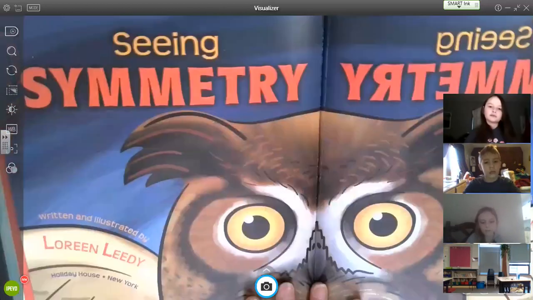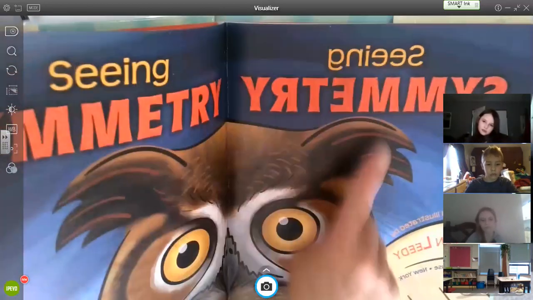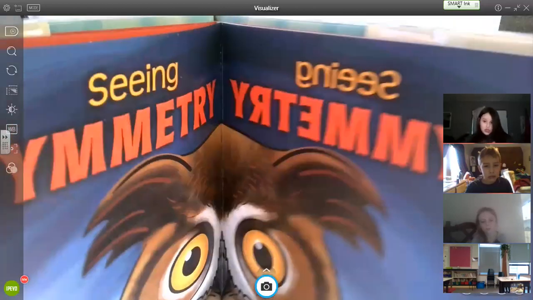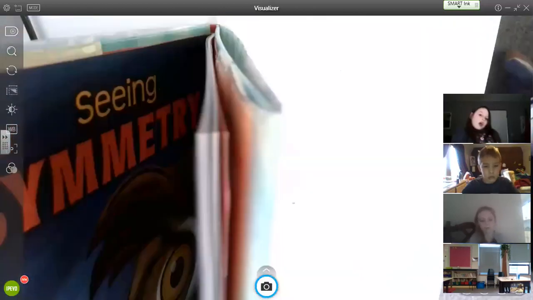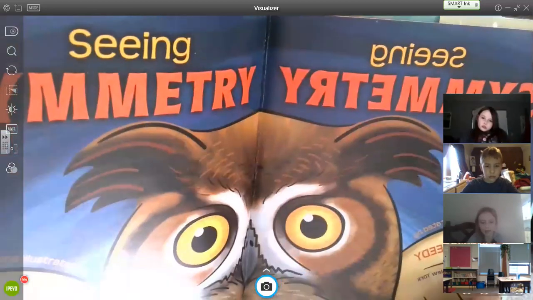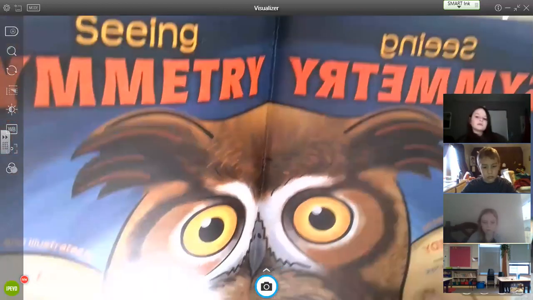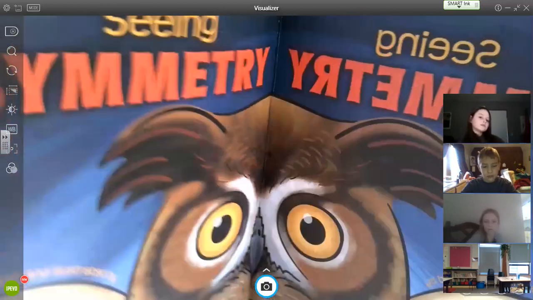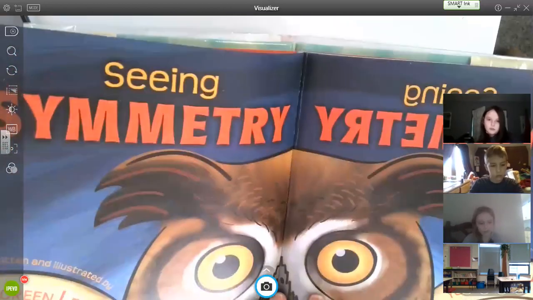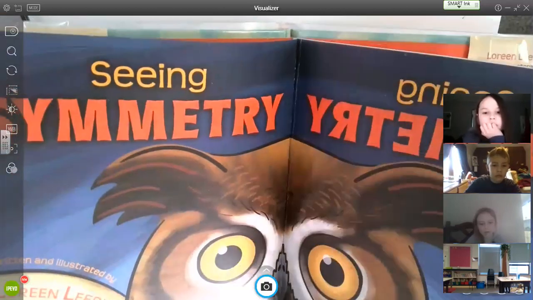Seeing symmetry, look at this. Look at even the words. Do you see how the author did that? If I fold this, what's gonna happen? It's gonna match exactly because the author did everything backwards here so that they would match up. The line of symmetry is where I'm folding the book. Could I fold it the other direction? It would not match up. That would not be a line of symmetry.